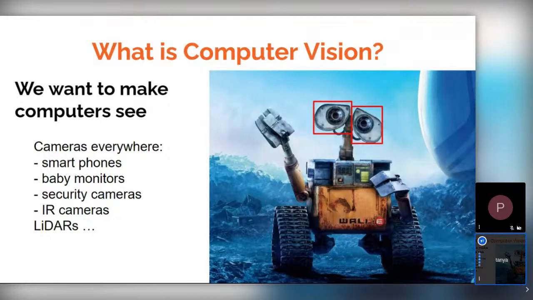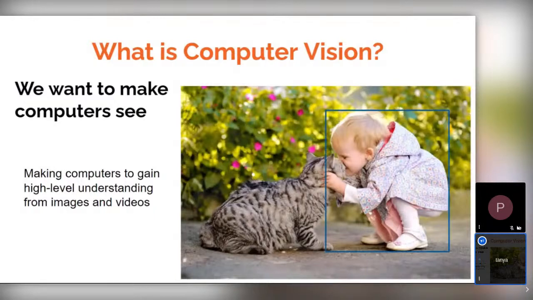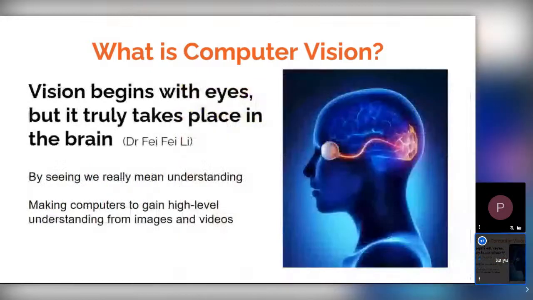And what we mean by seeing is we really mean understanding. So when you look at this picture, you can straight away see the girl, you can see the cat, you also can see the face of the girl, and you can see how happy she is. And the cat, I'm not so sure. So basically, we want to make computers gain this high level of understanding from images and videos, just like we do. And in fact, this is not an easy task.